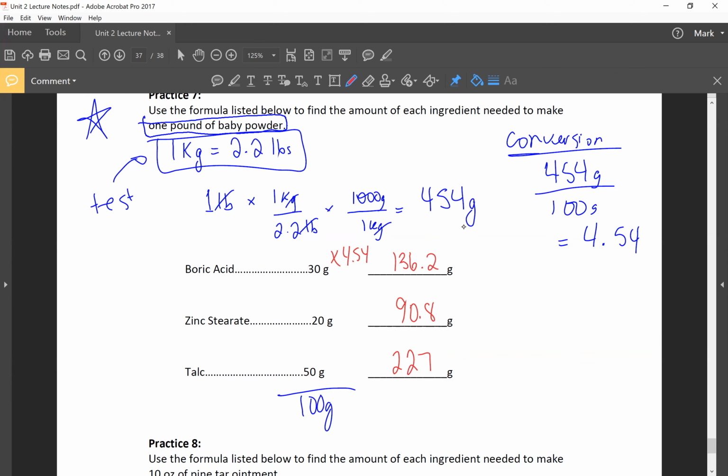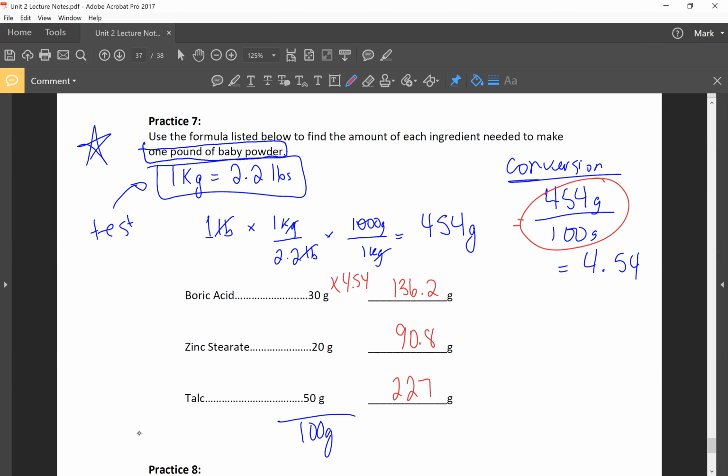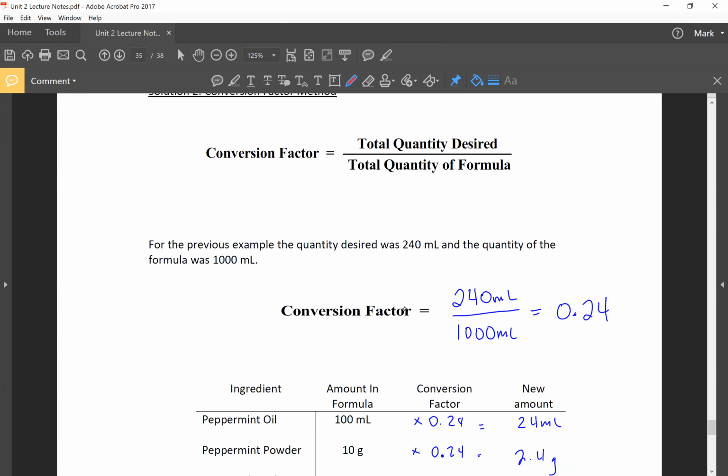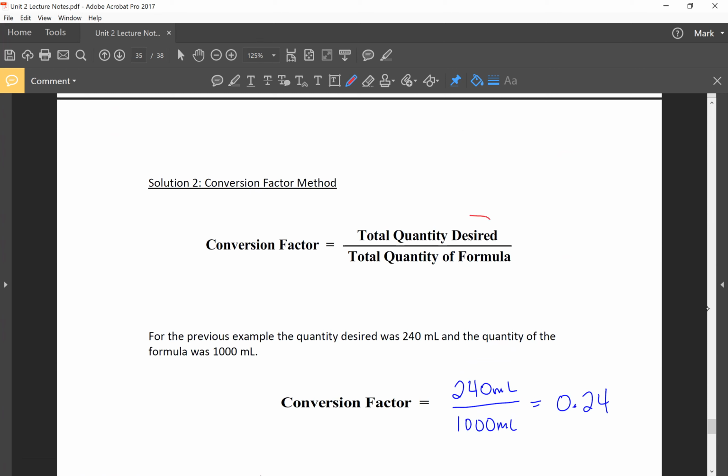So I have another question in the chat. Why do we divide 454 by 100? This is so we can figure out how to convert our recipe. The conversion factor, I hate showing this formula because it's not really a formula, but it's the amount that you're looking for over what was in your recipe. So the conversion factor is the amount that we're looking to make divided by the amount in the recipe.